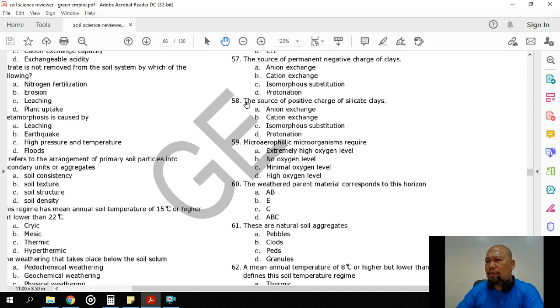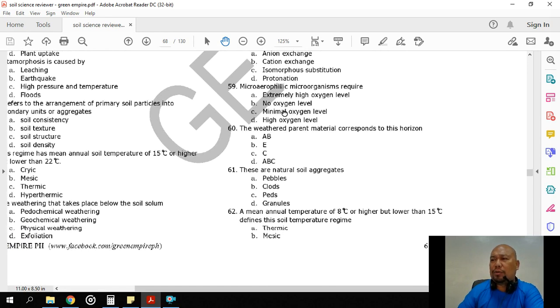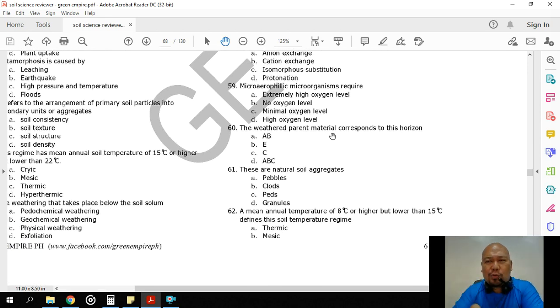So done with 58. I think it's isomorphous substitution, but I'm still not sure of this one. You can just look this up to be sure. Again, my topics are just the introductory parts of soil science and the parts on physical properties, so it makes sense if I can't elaborate on this. Sorry, sir. Okay?